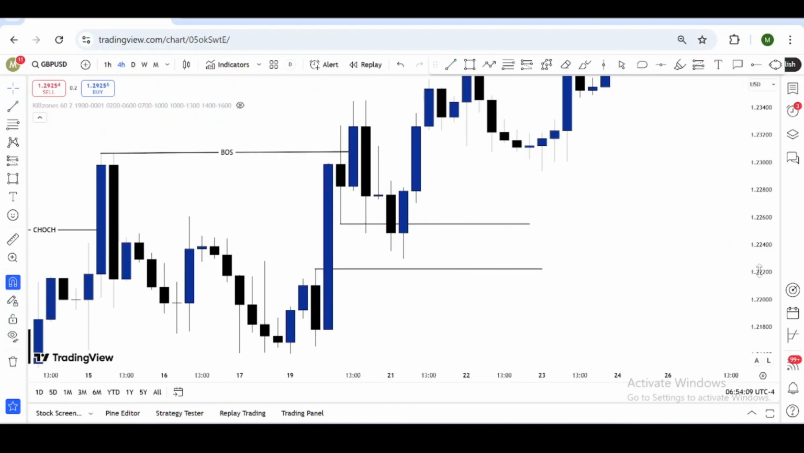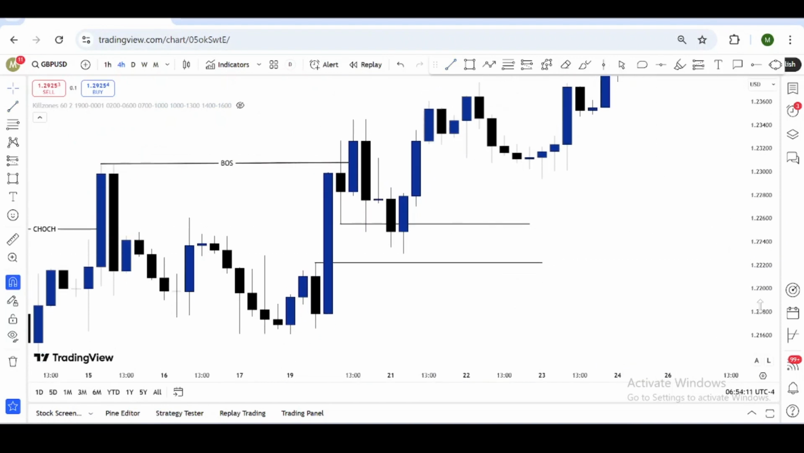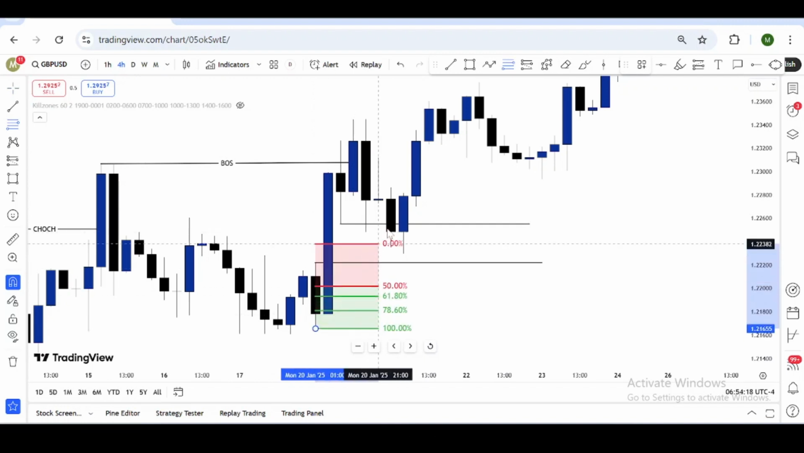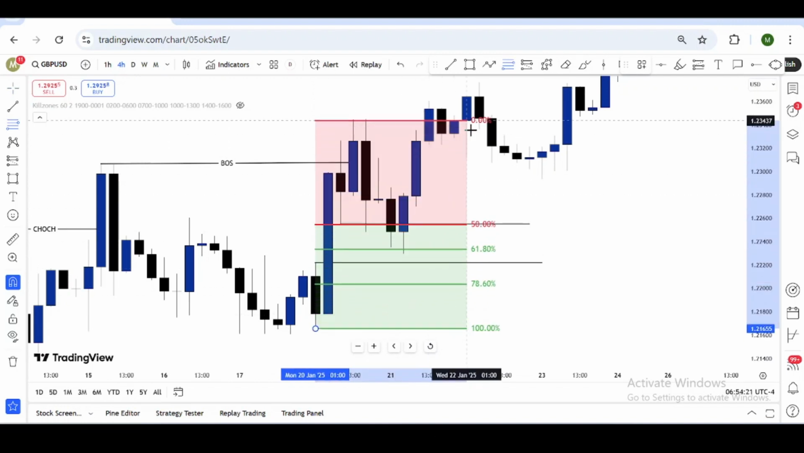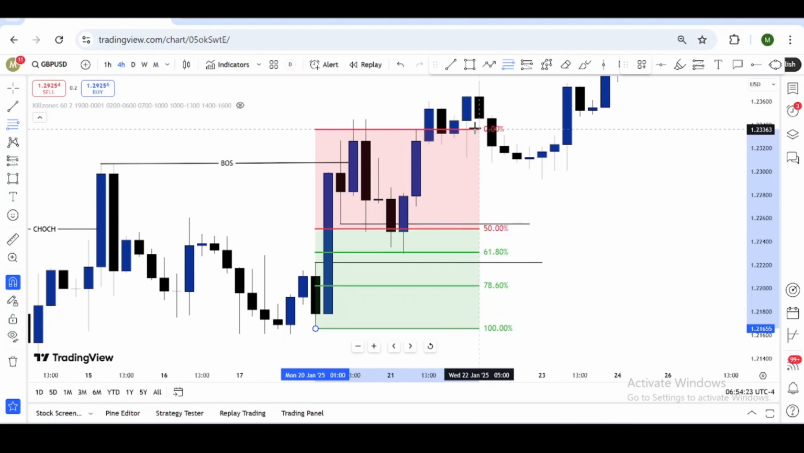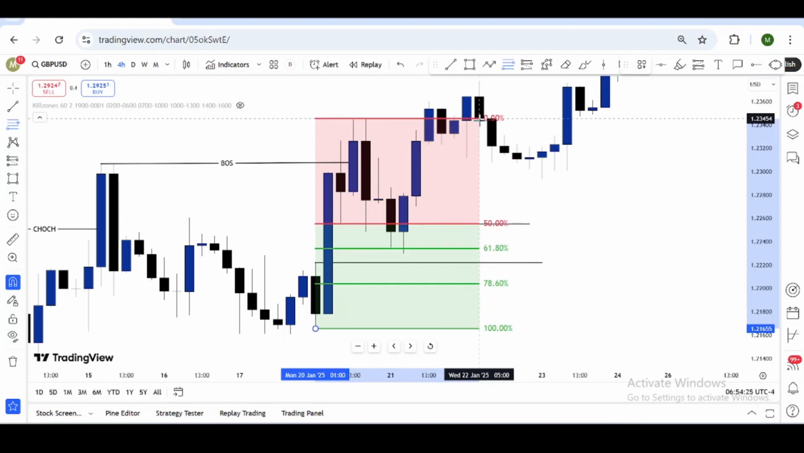Now, if you want to identify a fair value gap that will be valid, we'll try to map from the beginning of the string to the end part like this, right? From the beginning to where the string ended. From this 50% up is premium, is expensive, okay? From this 50% down is discount, is cheaper, right?